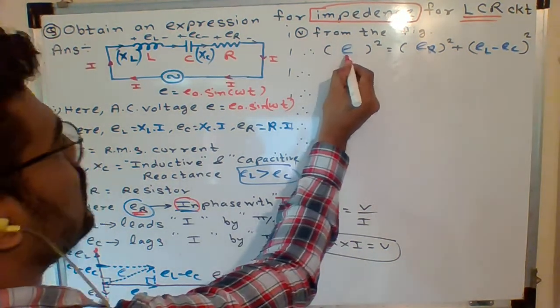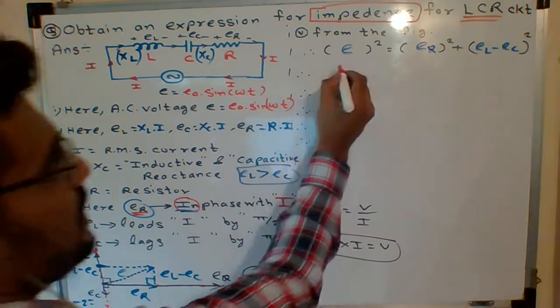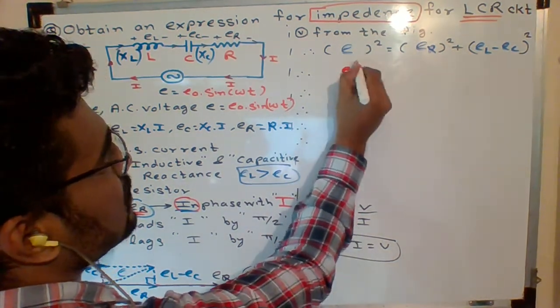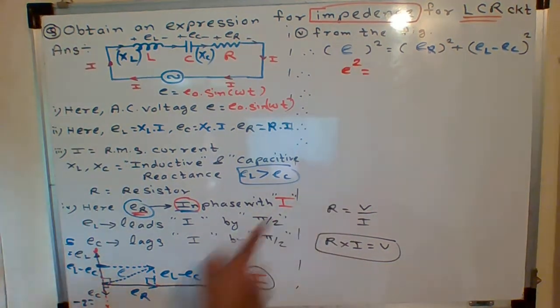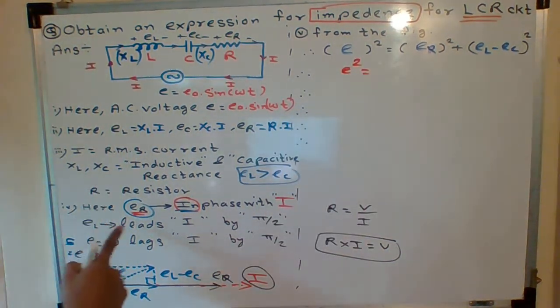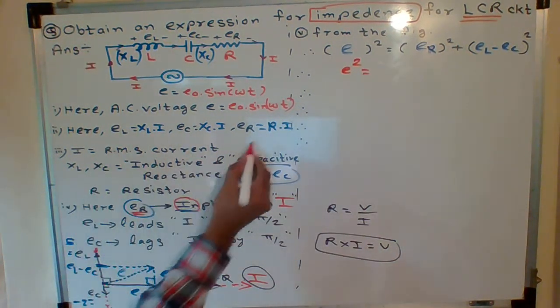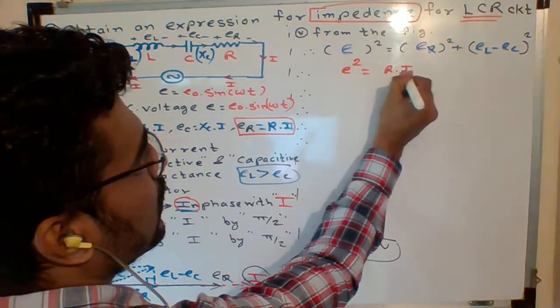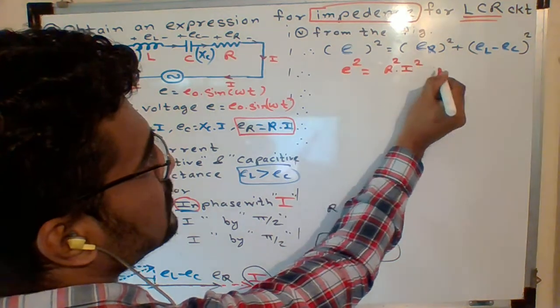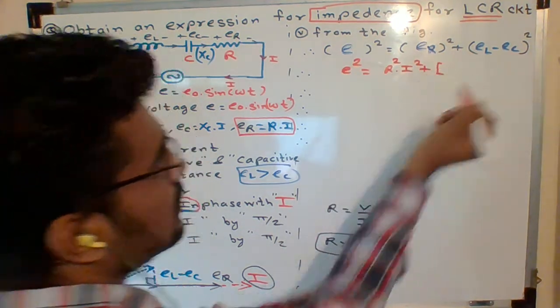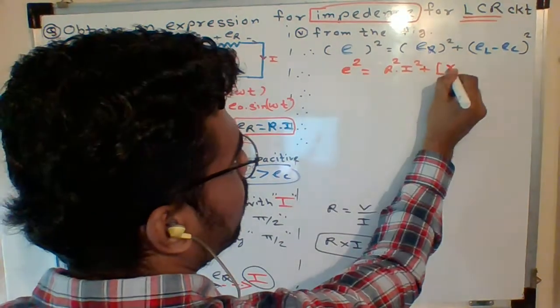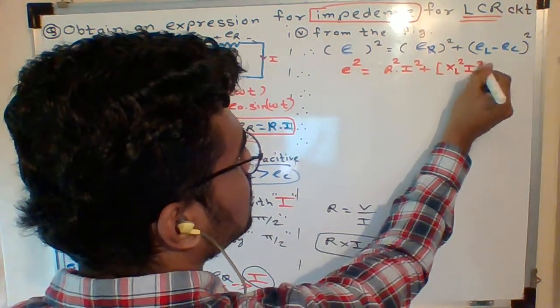Instead of E, what will I write? Keep E as it is. Let me keep E square as it is, because there is no formula for E, but I have formulas for ER. Who will tell me ER? I have written already here. What is ER? R into I. Here square will come, here square will come. Plus. What is EL? Who will tell me EL? XL into I. Okay, so XL square I square.